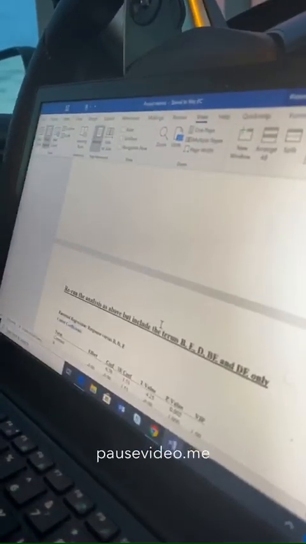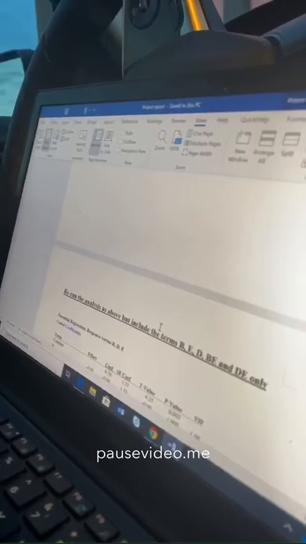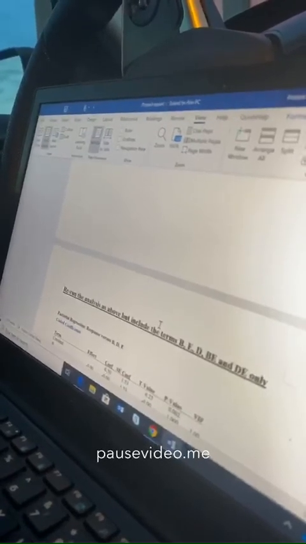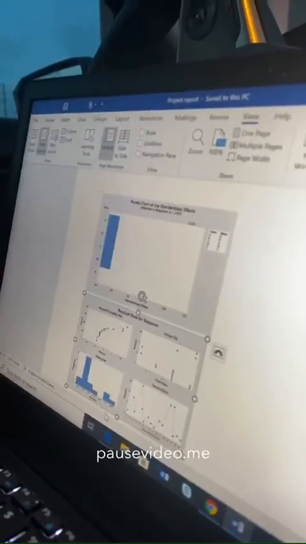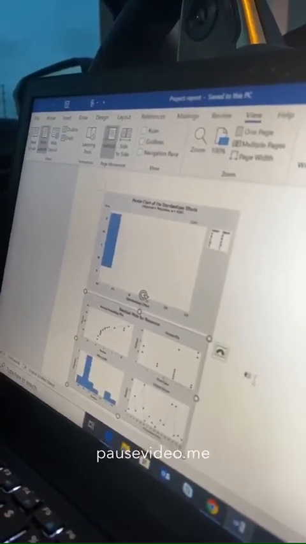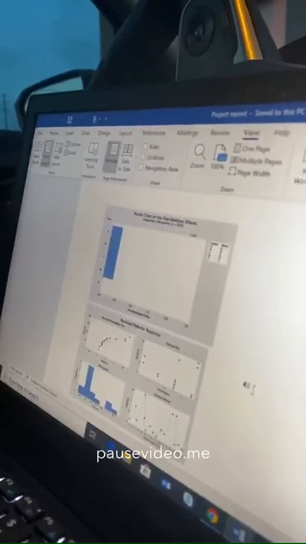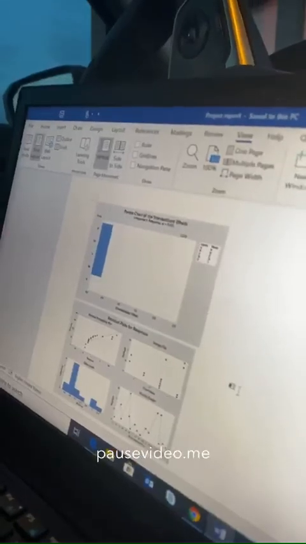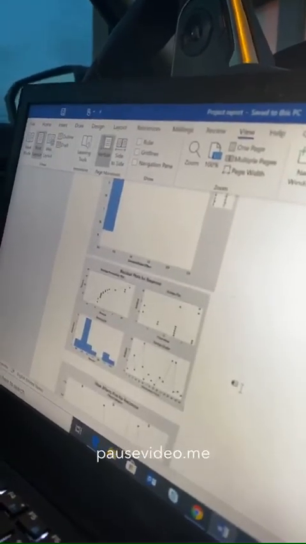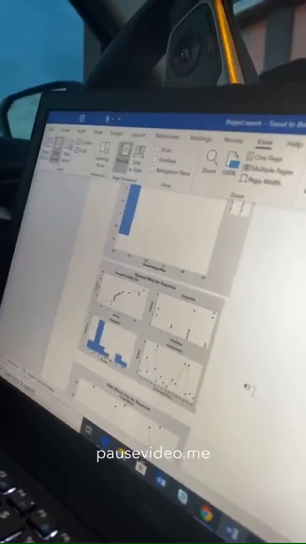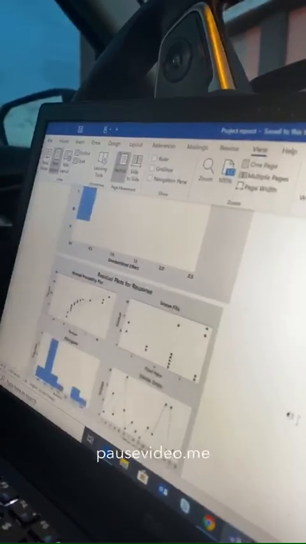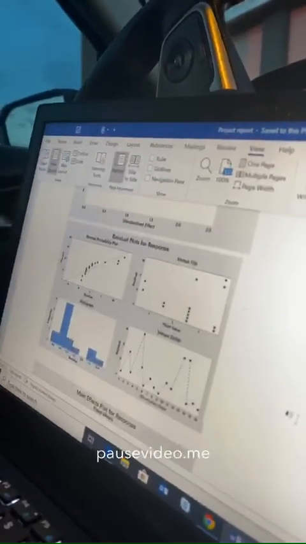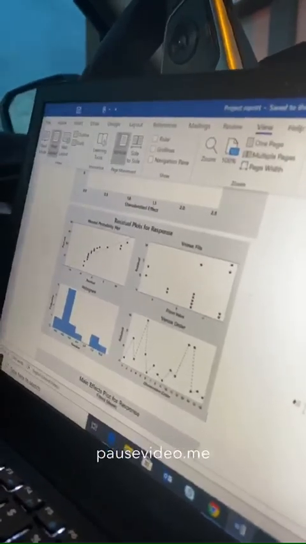So we redid everything and we removed the factor that has the least impact on the yeast growth. When we redid the experiment, it was one factor that we removed. The normal plot looks better than the first one, and the histogram is still skewed to the left.